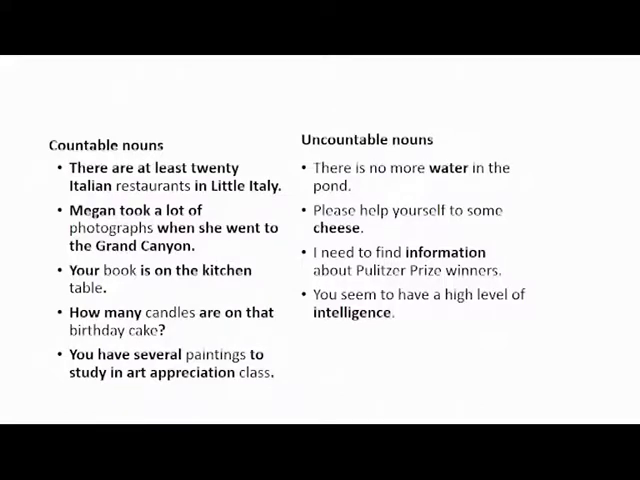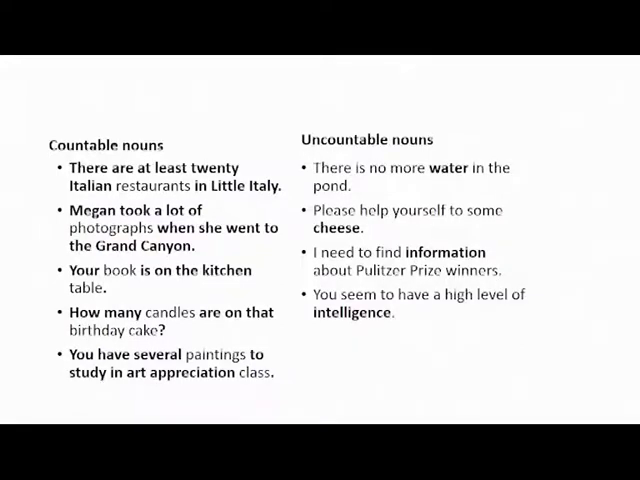What are these countable nouns? We have restaurants, and we also have Little Italy. Then we have, Megan took a lot of photographs when she went to the Grand Canyon. We have a countable noun here, which is photographs. And then, your book is on the kitchen table. We have 2 countable nouns here, which are book and table.